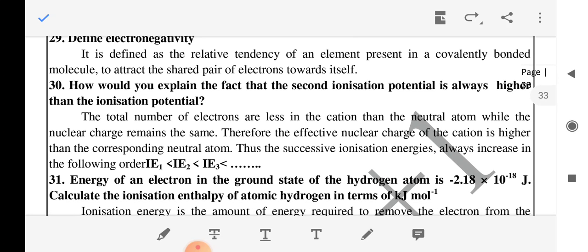The next question: how will you explain the fact that the second ionization potential is always higher than the first ionization potential? The total number of electrons is less in the cation than in the neutral atom, while the nuclear charge remains the same. Therefore, the effective nuclear charge of the cation is higher than the corresponding neutral atom. So the successive ionization energies always increase in the following order: ionization energy 1 < ionization energy 2 < ionization energy 3.